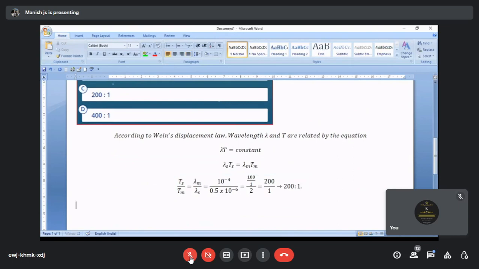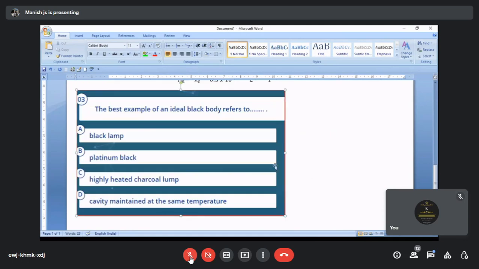புரிஞ்சுதுங்களா? இந்த கேள்வி வந்து நம்ம அப்ரோச் பண்றோம் அப்படின்னா Wien's displacement law. So இது வந்து நோட் டவுன் பண்ணிக்கோங்க. சரி, நெக்ஸ்ட் கேள்வி போலாம். Next question, third question. Yes, this is the third question.